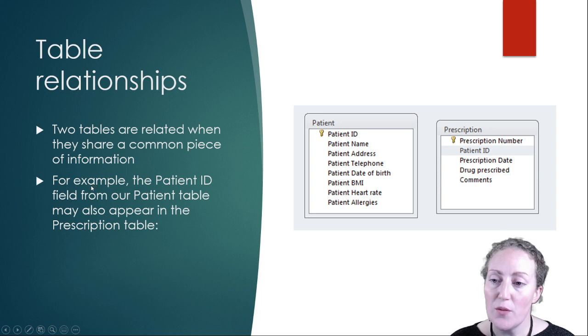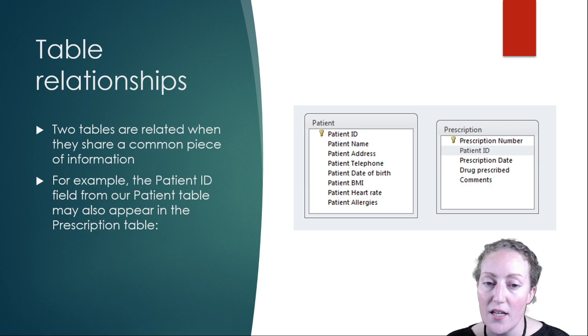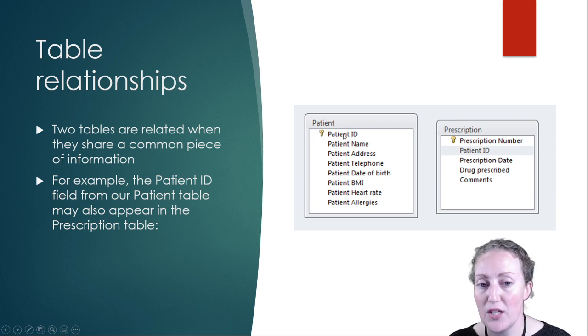So there's a relationship between two tables when they share a common piece of information. For example, two of the tables that we created last week were patient and prescription. And for each prescription, we want to know what patient that prescription was actually for. So we're going to store the patient ID in the prescription table as well. And as you can see, we already had a patient ID in the patient table as well. So we have a common piece of information here between these two tables, which is patient ID.